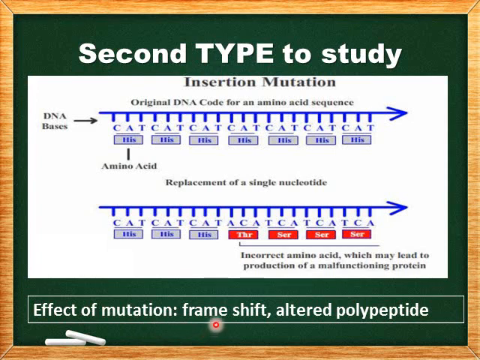What do we mean by frame shift? As if we shift all the other nucleotides to one side, which is to the right here. And for sure, the polypeptide is altered and it has a different function, because we have a sequence of amino acids with changes in this way.